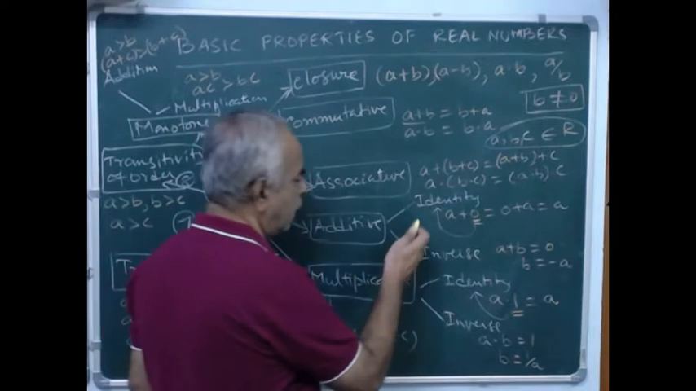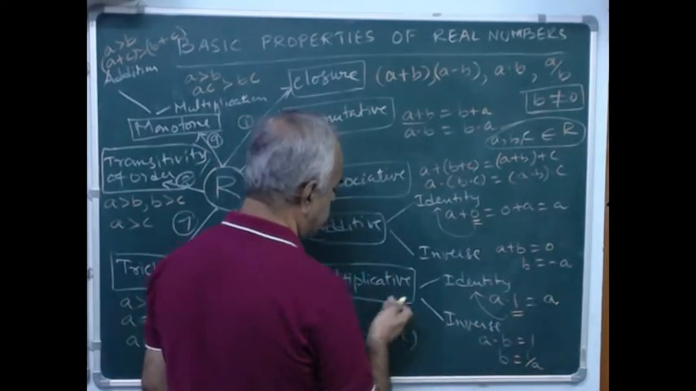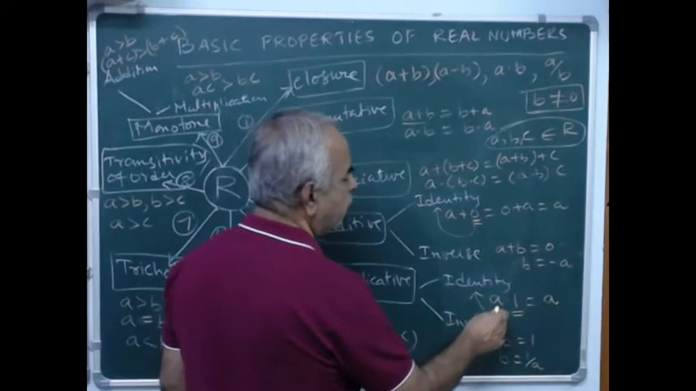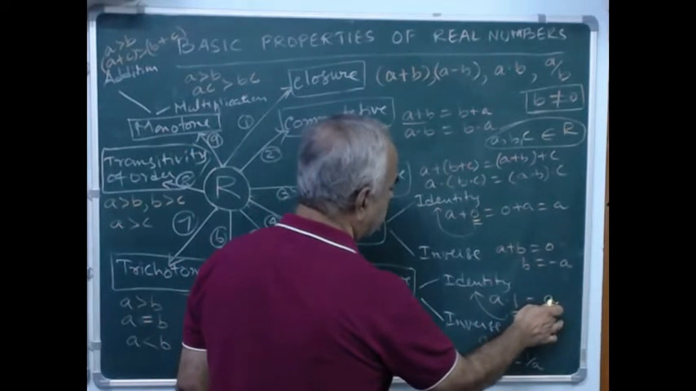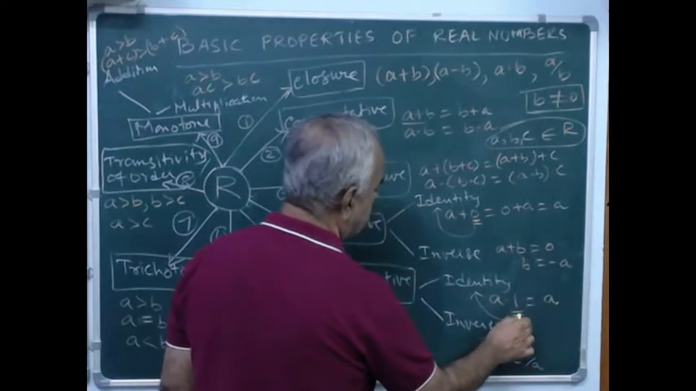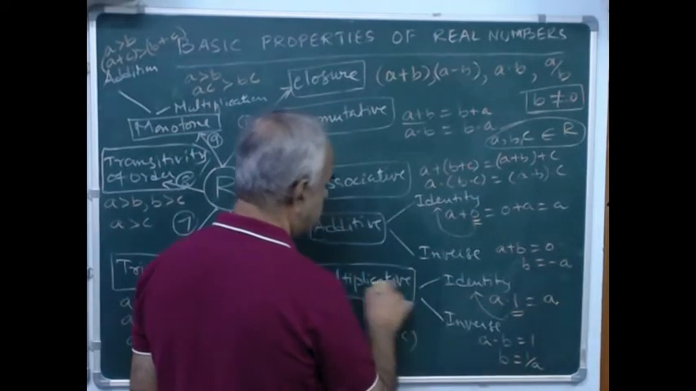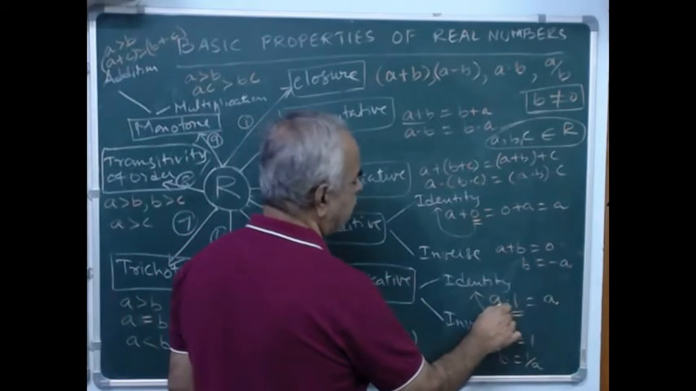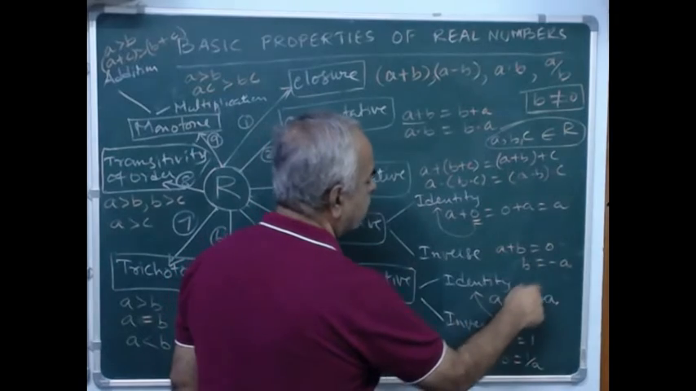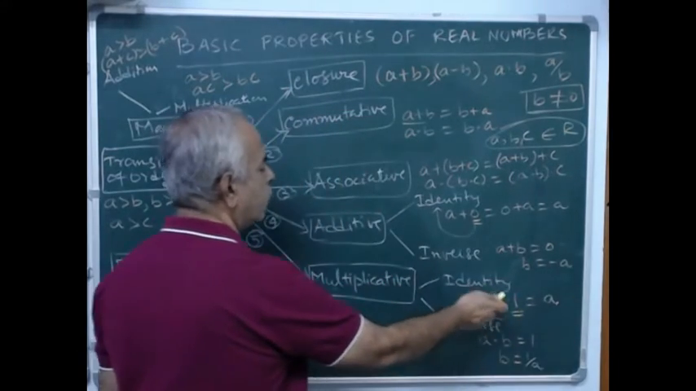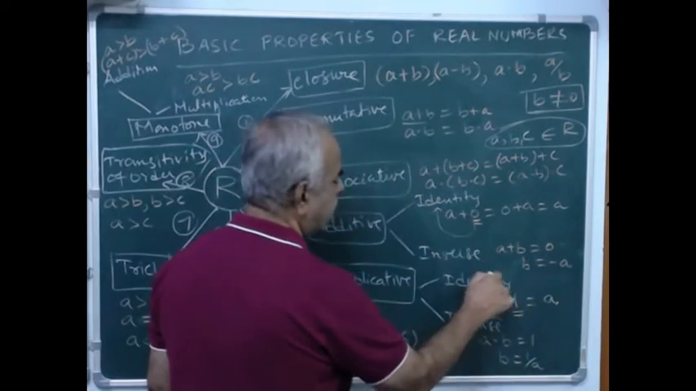Then multiplication, and similarly you have identity and inverse for multiplication. So multiplicative identity means when you multiply 1 by A, you will get the same number. So in that case, this is the multiplicative identity of A. Which one? 1. Because when you multiply by 1, you will get the same result. For example, 5 into 1 is 5, 10 into 1 is 10. In that case, 1 is called the multiplicative identity.